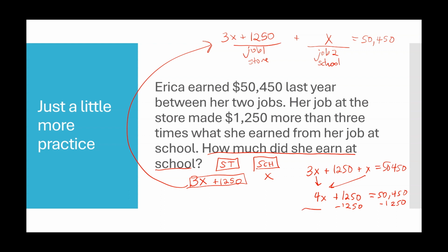And definitely get a number. Sorry, are you faster than me? Do you already have this done? 49,200 equals 4x. And then we're going to divide by 4 on both sides. And I got that x equals 12,300, which fantastic. This time, that's all they were asking for. If they needed to know how much she made at the store, we could find it too, but it didn't ask. So how nice. We could be done.